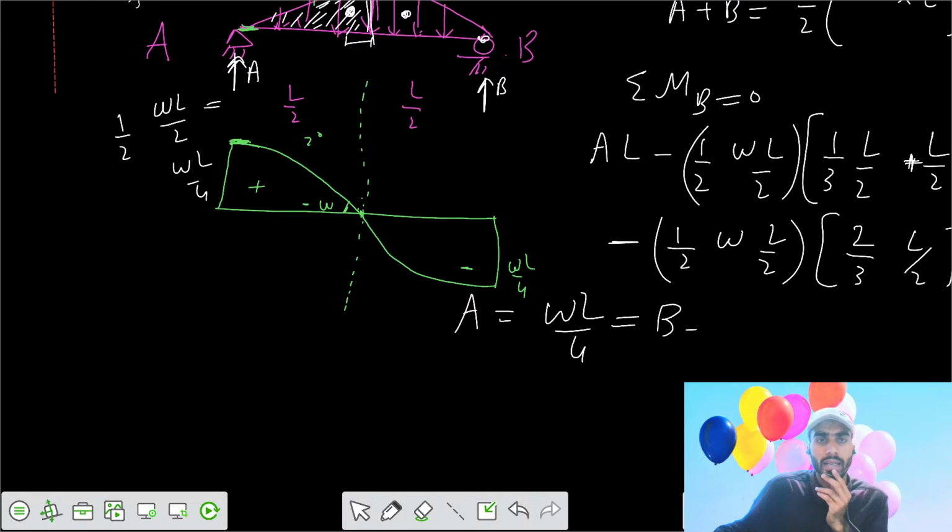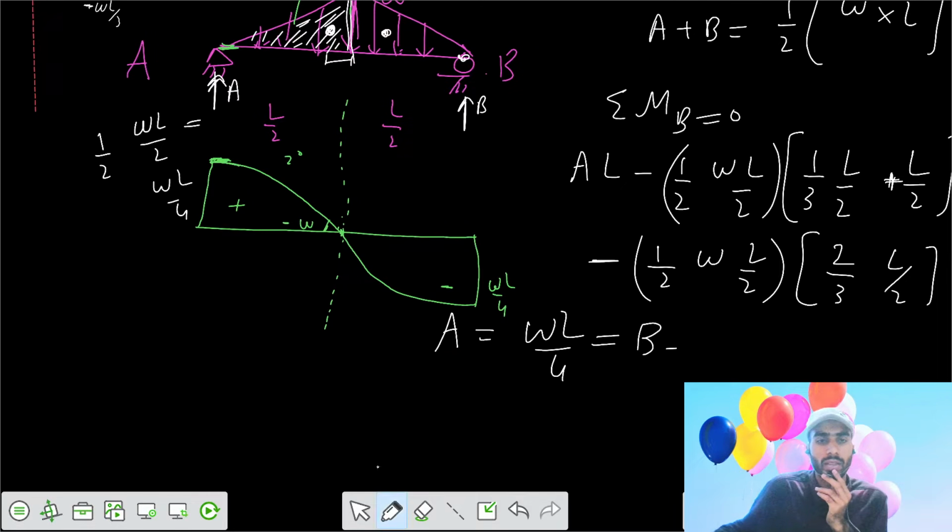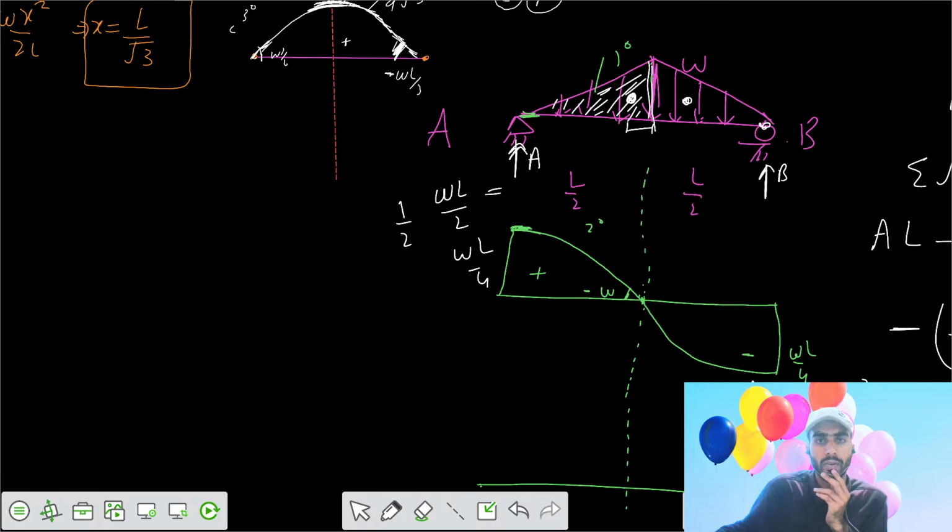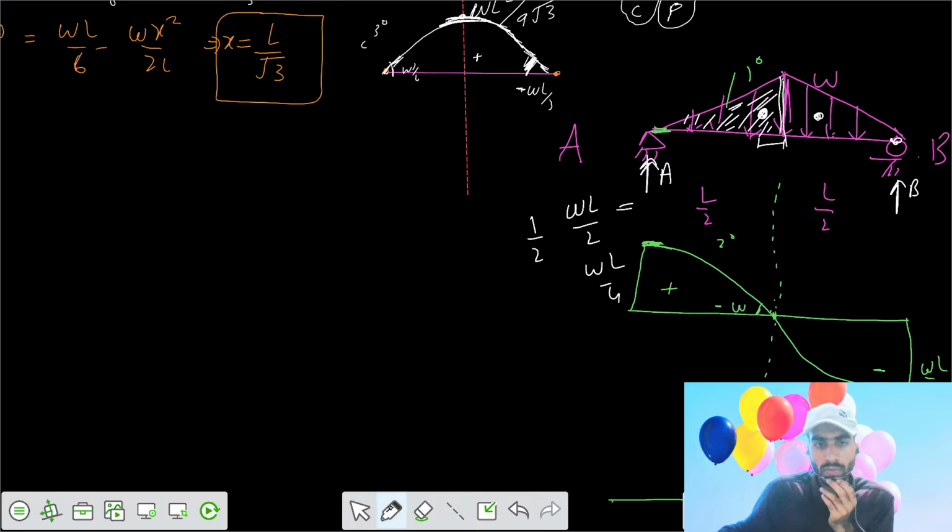If you want to make the bending moment diagram, one more critical point for the bending moment diagram is at L by 2. You can calculate the value of the bending moment. So for that, let's take a section now. We know that we got the value of reaction A equals to WL by 4.